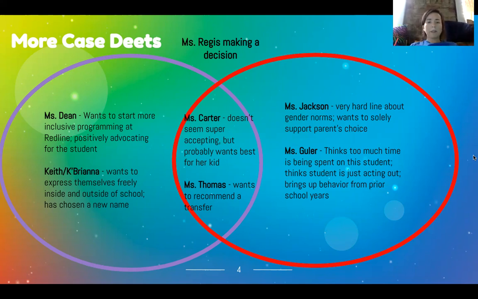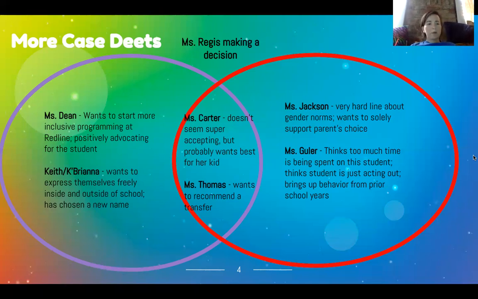Over in the purple side, we have the individuals who are more or less supportive of the student and the student themselves. We have in the red circle solely the individuals who are very adamant about gender norms and supporting strictly the parents' wishes and all of that. And then in the middle, we have some kind of mix in between.